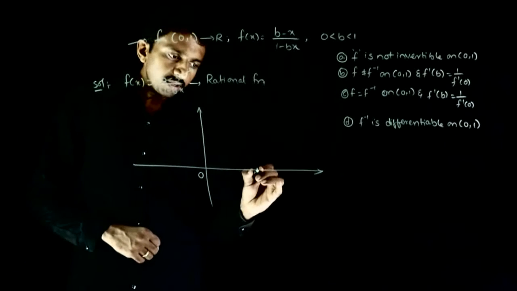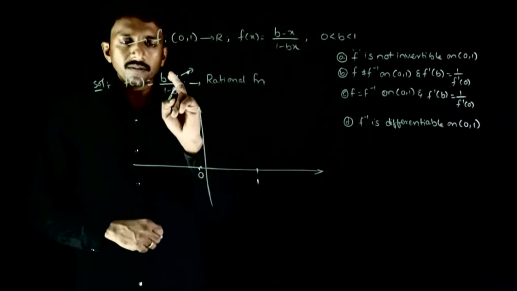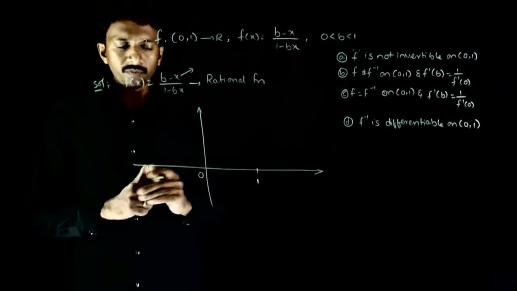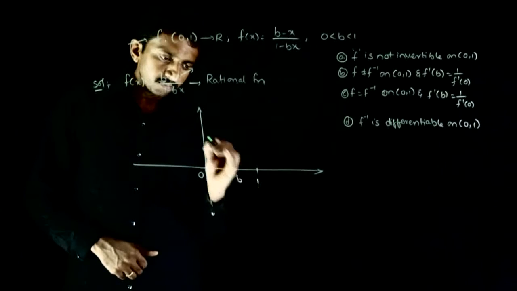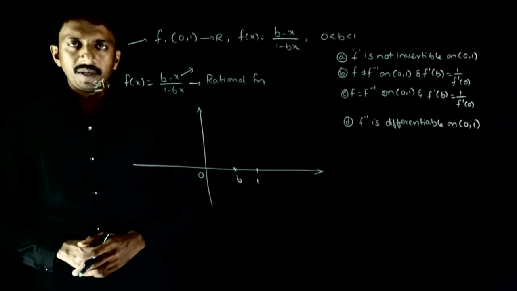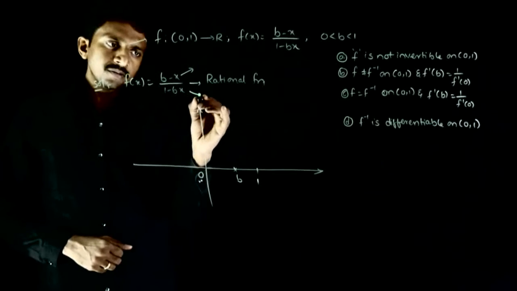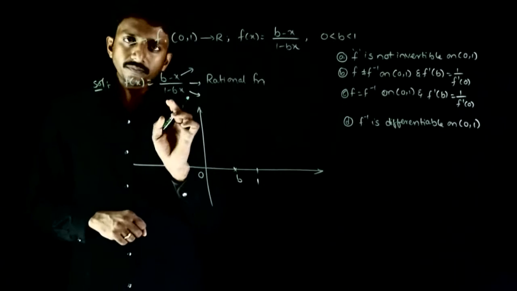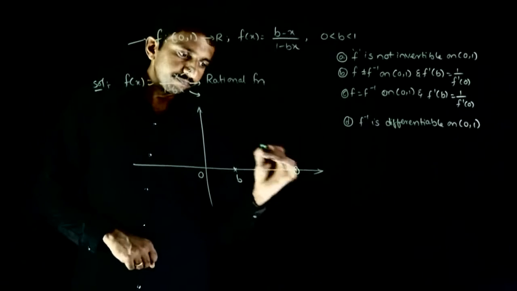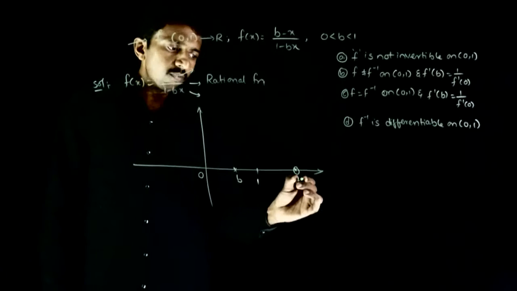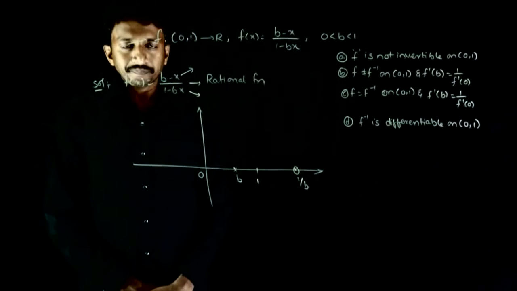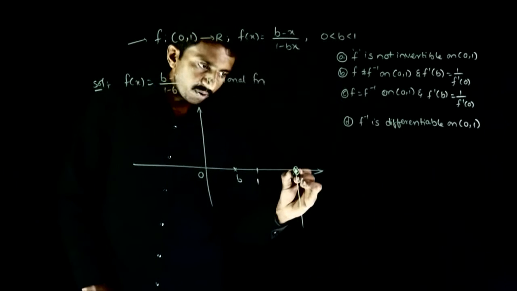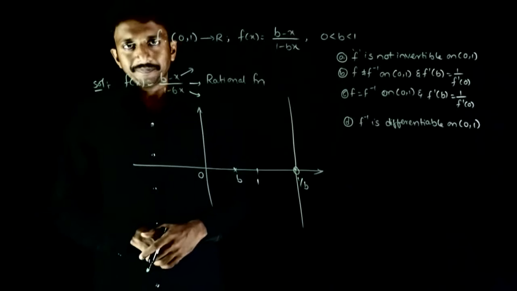So let this be 0, let this be 1. So the 0 lies between 0 and 1 because b is somewhere between 0 and 1. So let this be my b. What are the poles? Poles are points where the denominator is 0. That is 1 by b. अगर b 0 और 1 के बीच में है तो 1 by b 1 के बाहर होगा. So now this is a pole. इसका मतलब है so at this point the function will tend to infinity.